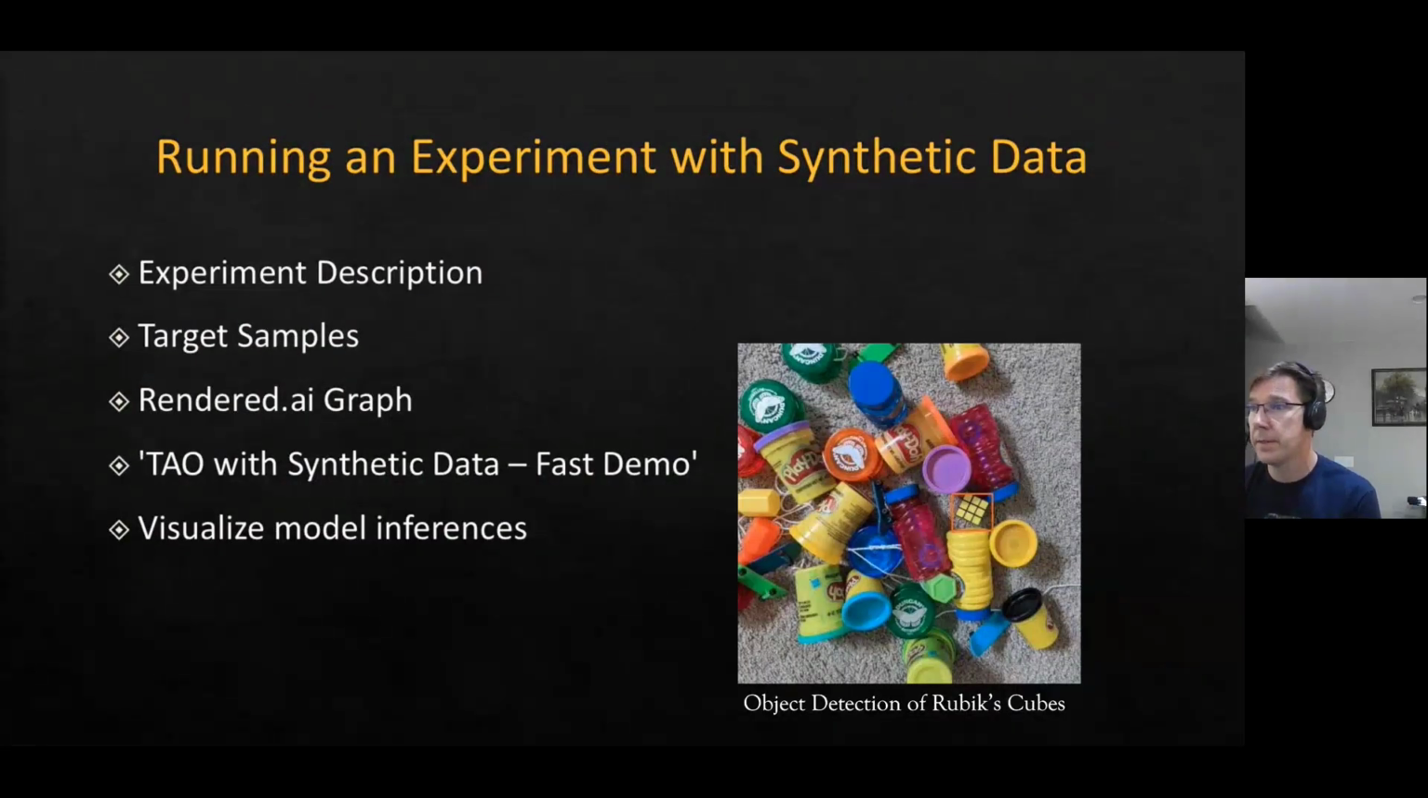The talk is broken up into 5 parts. I will describe the experiment and then show some target samples in which we're going to try to recognize Rubik's Cubes, and then go to the Rendered AI dashboard and make sure that the graph is set up to generate data sets that we think will train the model to recognize the objects, and then use a Jupyter notebook that is hosted on NGC to train the model on the data in the web browser, and finally visualize the inferences to see how it worked.